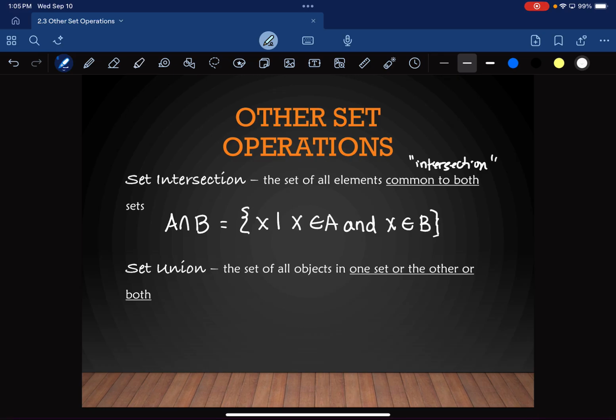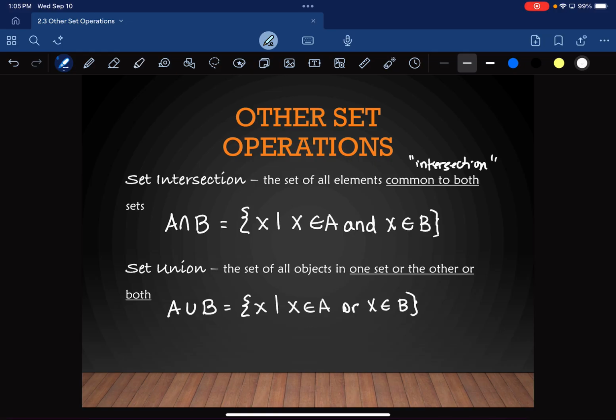The other one in this piece, these two in a row, is union. A set union is the set of all objects in one set or the other or both. And the union notation actually looks like a U, so that's friendly. And again, notationally, this is the set of all X such that X is an element of A or X is an element of B.